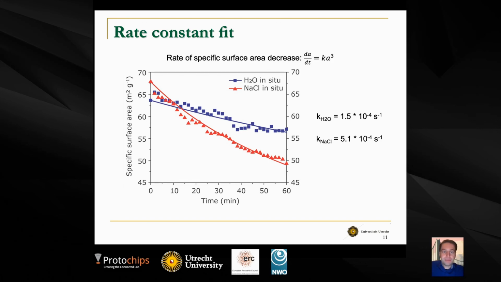And then you can see that the fit we saw with sodium chloride actually matches pretty well with the experimental behavior. And also for water, it fits pretty well, but is, as you would expect, a lot slower than when sodium chloride is present. And this also shows that this can be very useful for a better understanding of how Ostwald ripening actually happens during actual experiments.